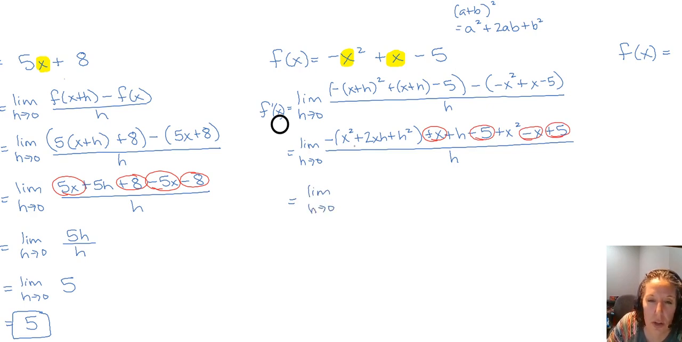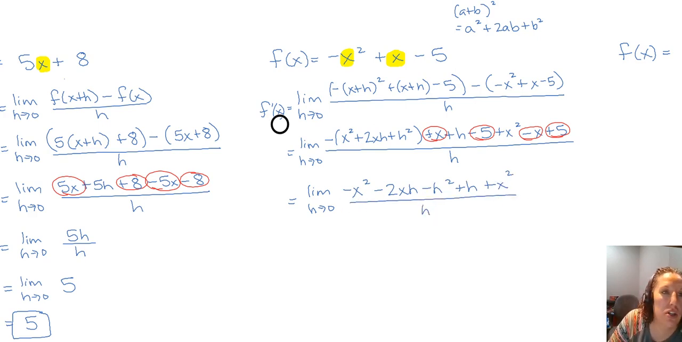Okay, now we need to distribute our negative to our parentheses at the front. So we'll get a negative x squared minus 2xh minus h squared. We still have from the rest of it a positive h and a positive x squared. All of that is over h.